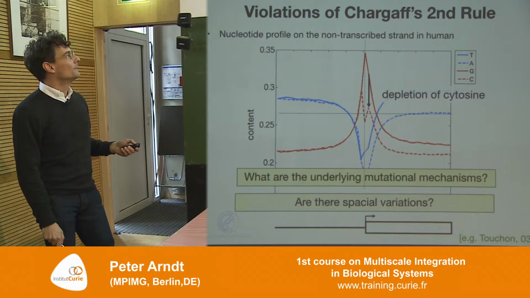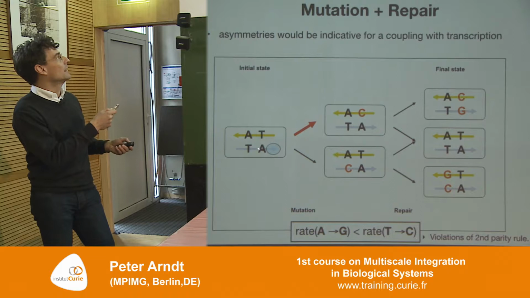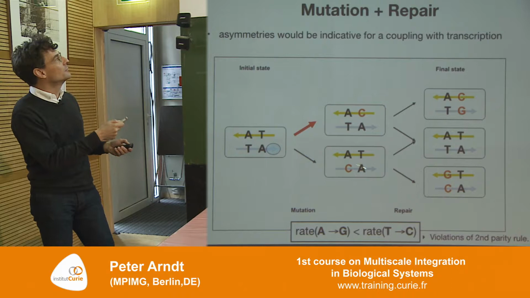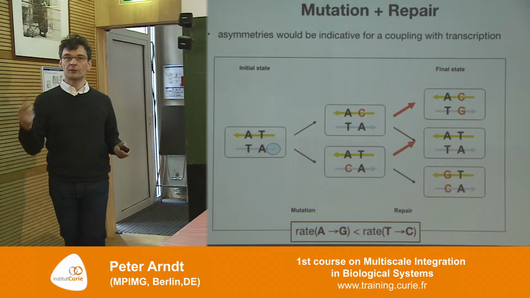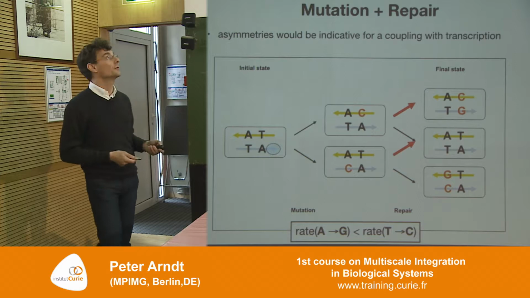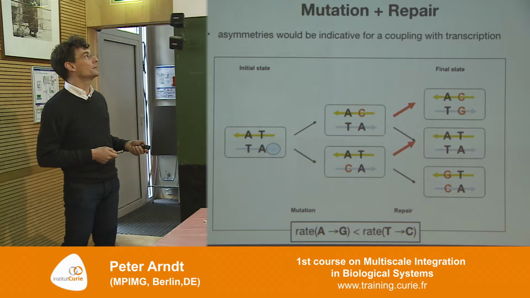So we wanted to find out about this. Possible processes are, of course, that the mutations have a bias, so that while the polymerase is sliding along, it could introduce more or fewer mutations in one of the strands. This could be a reason. But you can also have a biased repair process, so that the template strand or non-template strand is more often repaired than the other. This would all lead to differences, so that the reverse complement pairs of nucleotide exchanges are not similar to each other anymore, which then leads to violations.